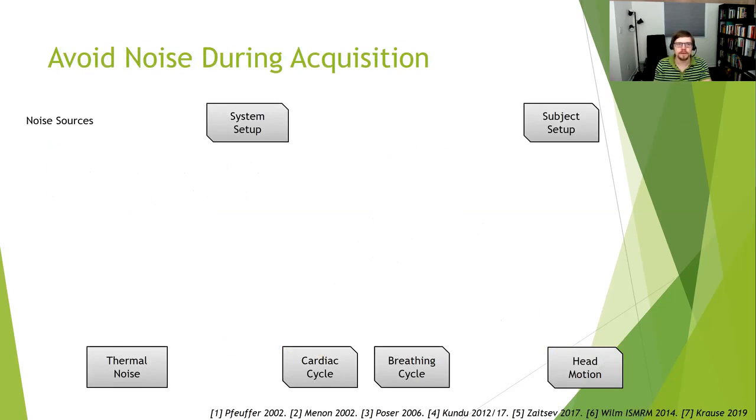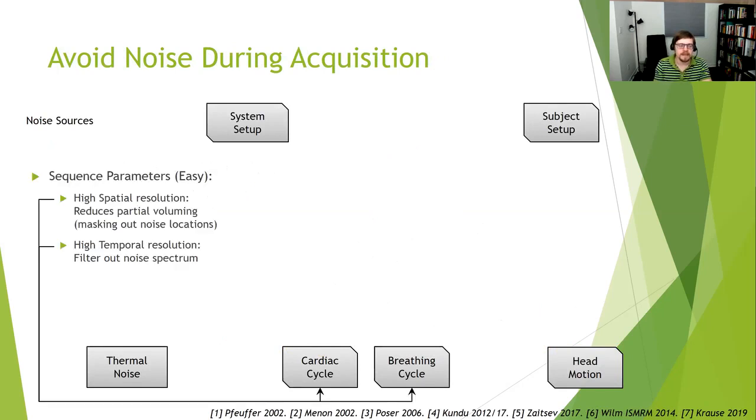To avoid noise during the acquisition, let's focus on the two main noise sources, the system and the subject. It's easy to adapt sequence parameters for reducing noise. For example, if you have a high spatial resolution, you reduce partial voluming, so you mask out noise locations like the ventricles from your gray matter areas of interest. Similarly, if you have a high temporal resolution, you might be able to filter out parts of the noise spectrum, for example, the heartbeat, that you're not interested in. There are 2 lectures in this session that talk about these two applications of high spatial resolution and high temporal resolution. Also, if you need neither of them, consider decreasing your parallel imaging or multiband acceleration, because this will reduce thermal noise.